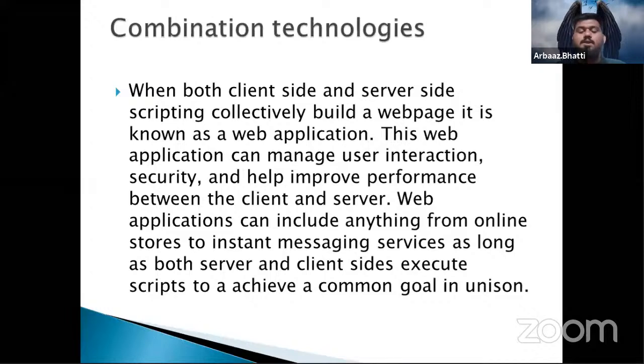Unison is a synonym for combination, like when the client and the server both work toward the same thing, and the request is given by the client to the server. When both the client and server execute the script for the same purpose, it gives the common goal. So all of you got the basic ideas of what client side and server side, HTML and CSS are. Any doubt regarding it?